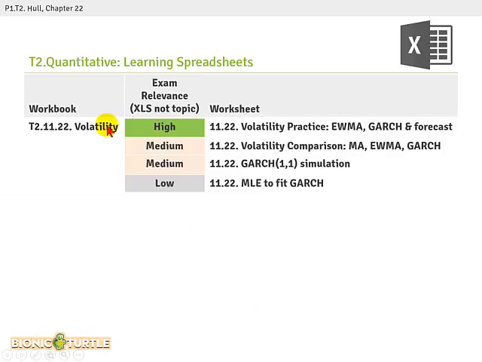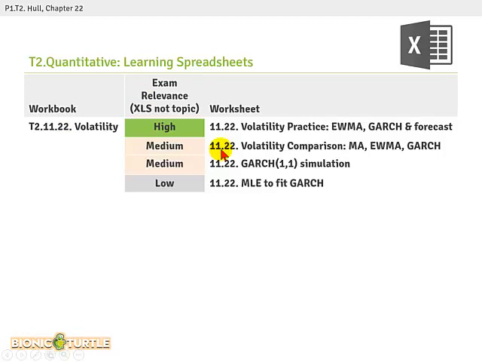The associated workbook is T2.11.22 Volatility. It's labeled this way because it's Topic 2 in the Part 1 FRM. The dot 11 indicates reading 11 in the Part 1 FRM, and 22 because it's Chapter 22 of John Hull's 8th edition. That's the 8th edition of his book, Options, Futures, and Other Derivatives.